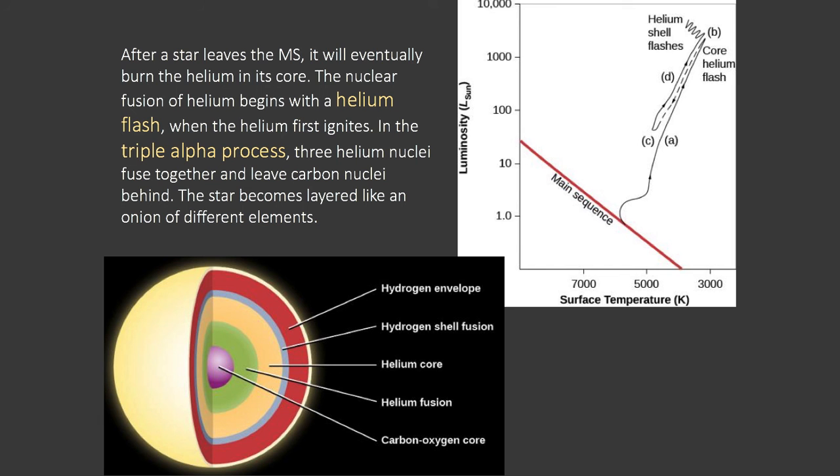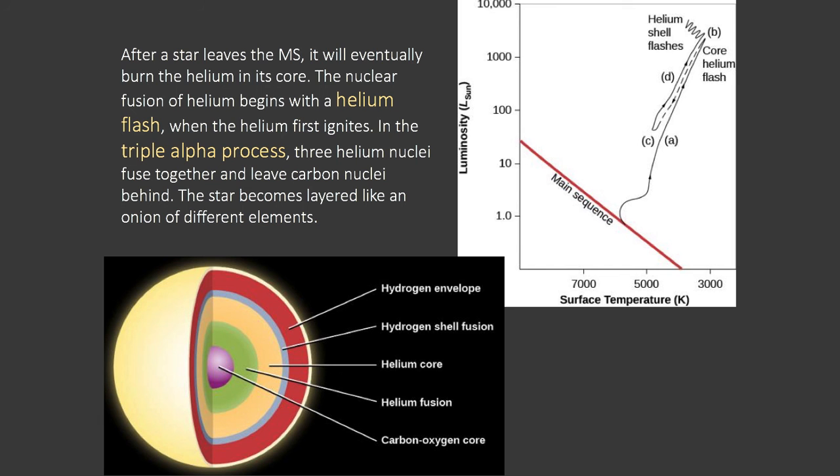We talked a little bit about this before, but keep in mind hydrostatic equilibrium. If the hydrogen in the core runs out, that means there's nothing immediately to push back against gravity, so gravity is going to compress the core. The core is going to collapse a little bit. And as that happens, the helium may become hot enough to burn. So the nuclear fusion of helium will begin. This process is called a helium flash. That's when the helium first ignites.